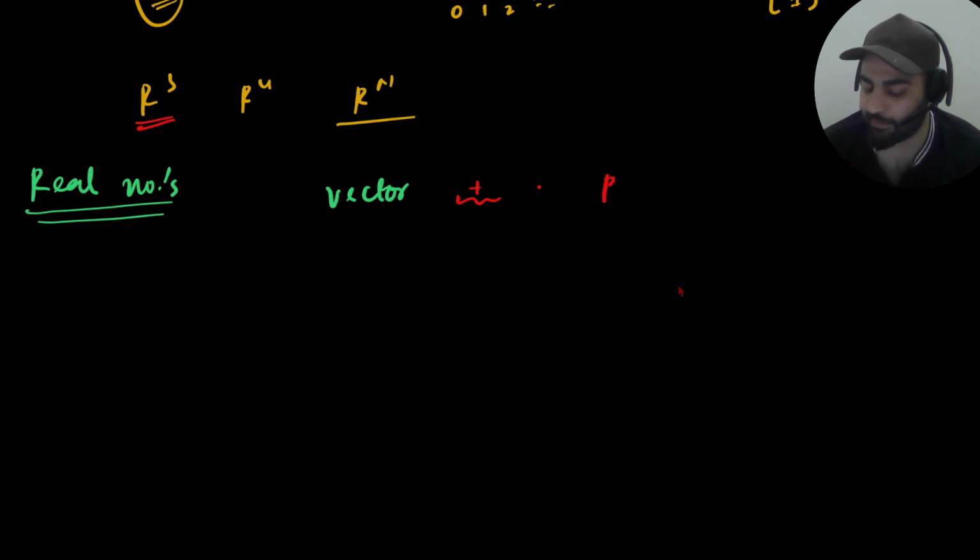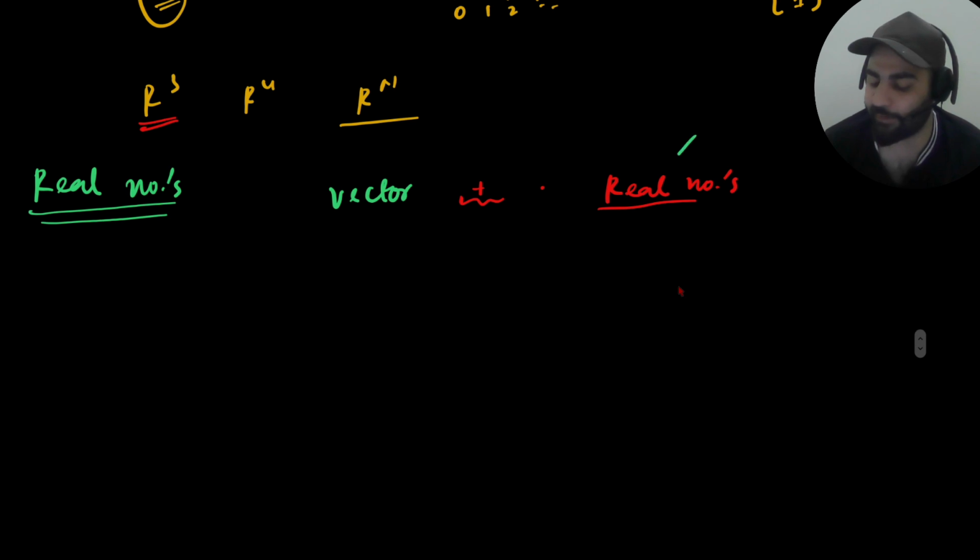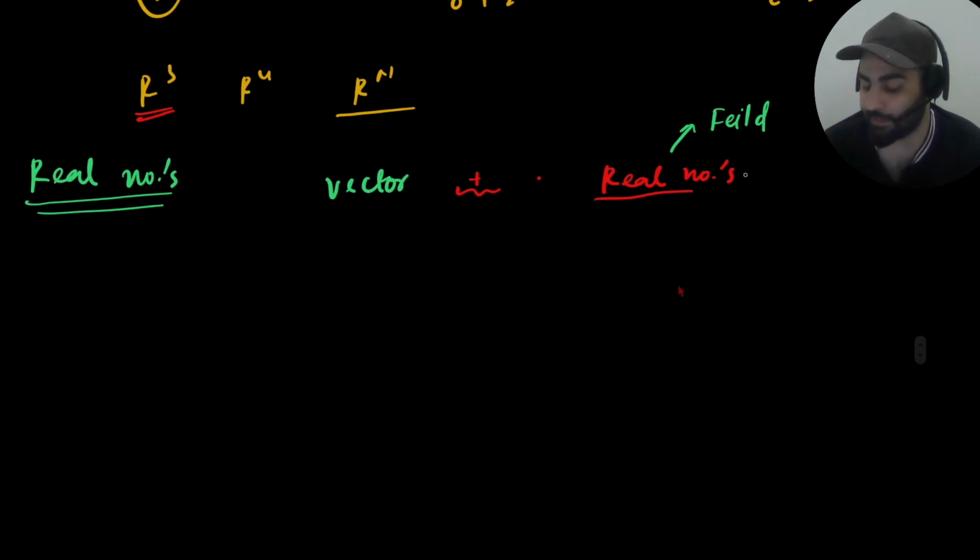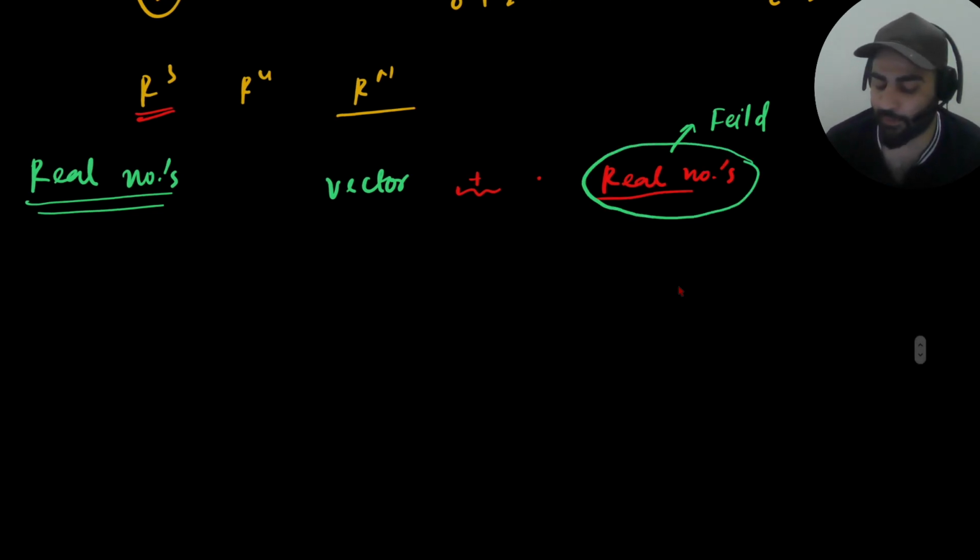A vector space must have two operations with it. The first is called addition, and the second is called multiplication with a scalar. First we should have what's called a field. Here the field is the real numbers. In technical terms we call it a field. We don't need to define a field, but just remember that vector spaces are defined over fields. So we have real numbers, and on top of that we have two operations. The first is addition, which we call vector addition.